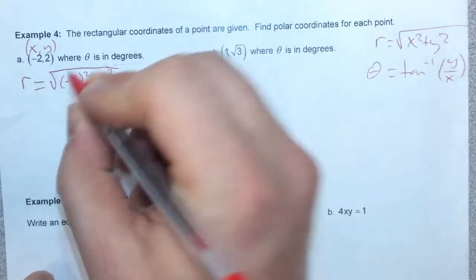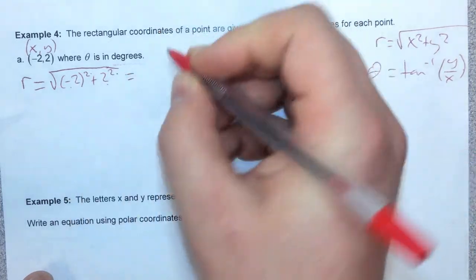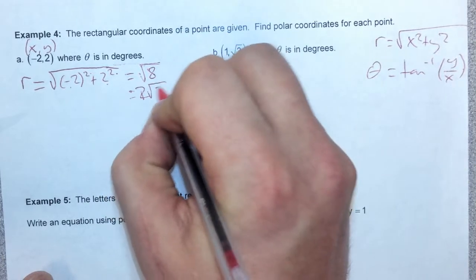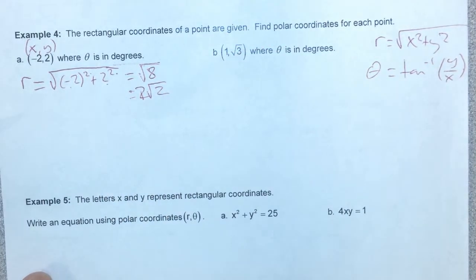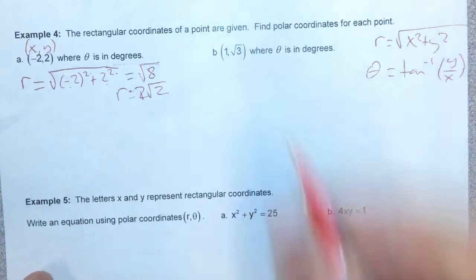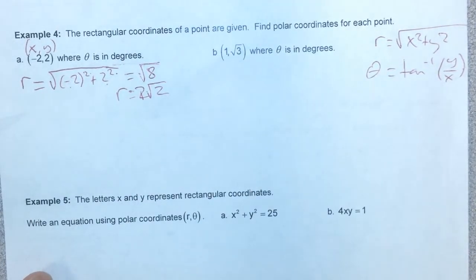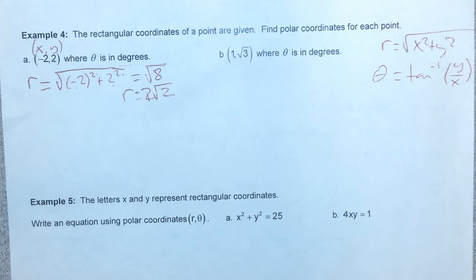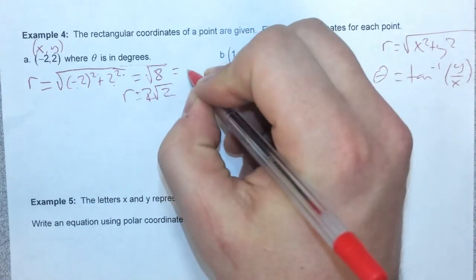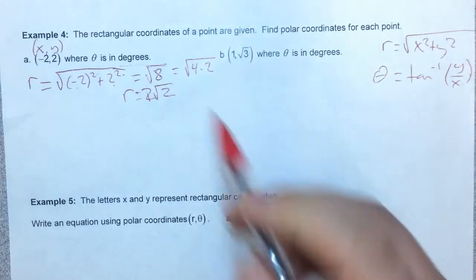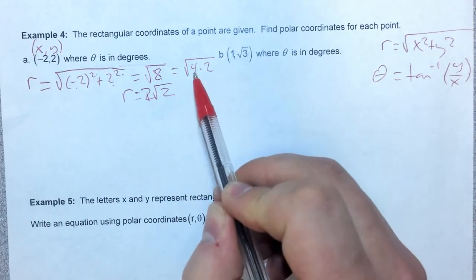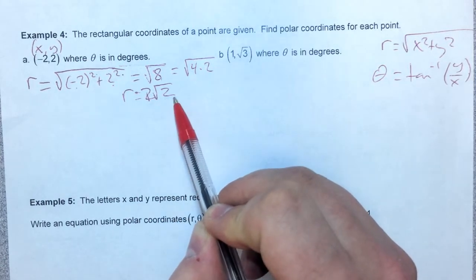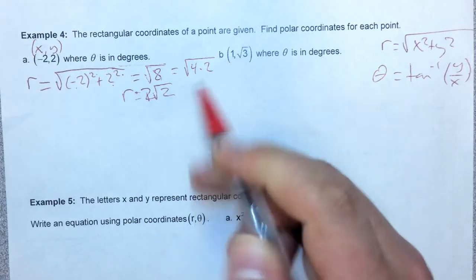Alright, so then r, that's going to be negative 2 squared is 4, 2 squared is 4, so that's 4 and 4 is 8. And then that would be 2 root 2, really. Okay, so that's going to be r, the r coordinate. So 8 is 4 times 2. 4 is a perfect square, so you can take the square root, bring that out. That's going to be 2 right there, and then the 2 on the inside will just stay on the inside. Okay? So that's how you get 2 root 2.